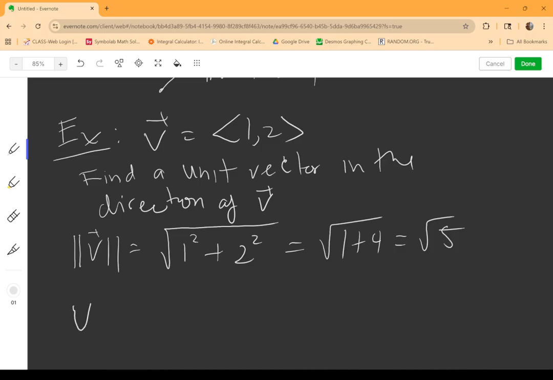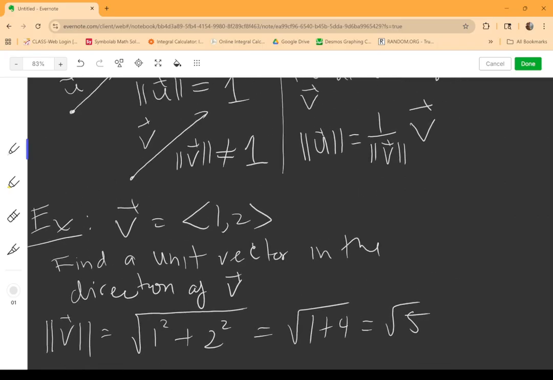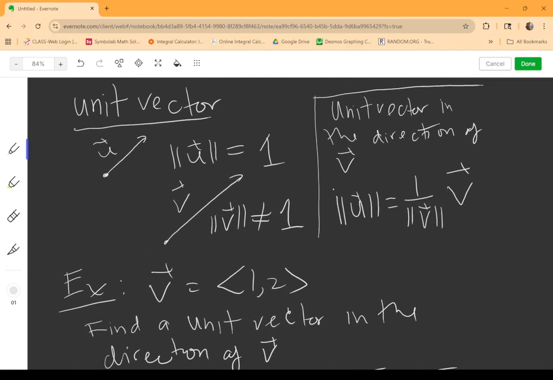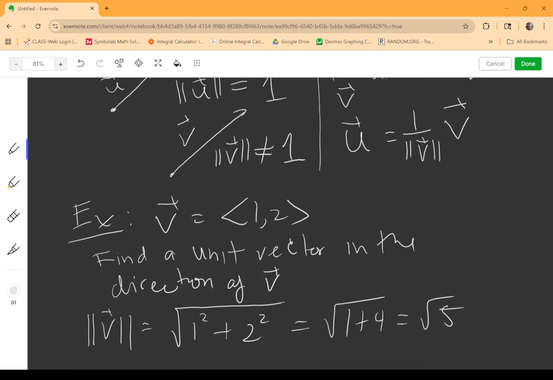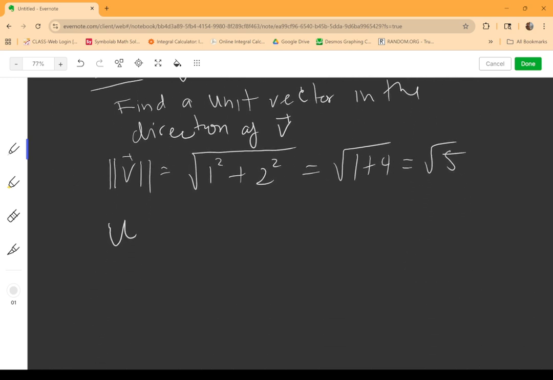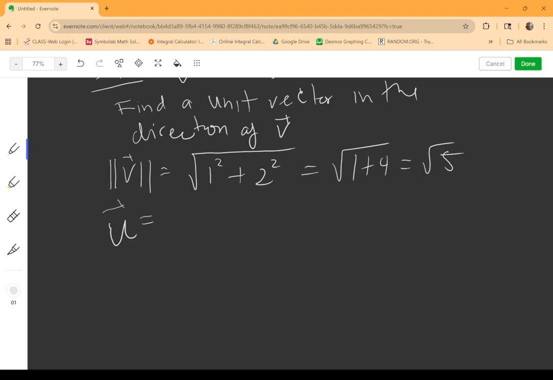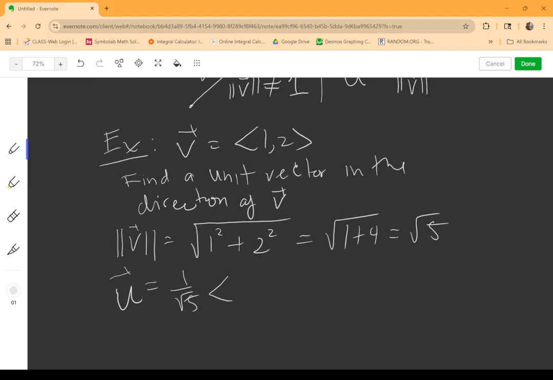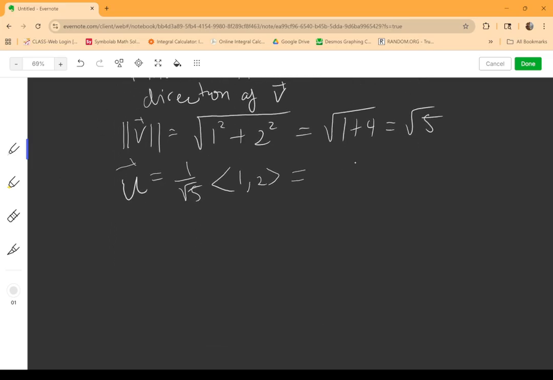Let me go back here, I made a bit of an error. I didn't mean the magnitude of u, I just meant the unit vector u is equal to 1 over the magnitude of v times v. So now our unit vector is going to be 1 over root 5 times 1, 2. That is 1 over root 5, 2 over root 5.